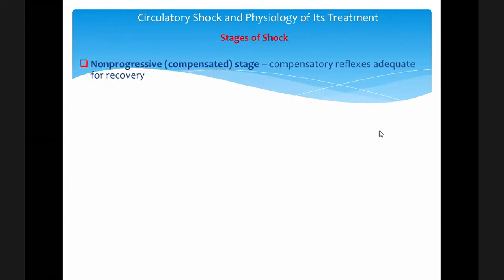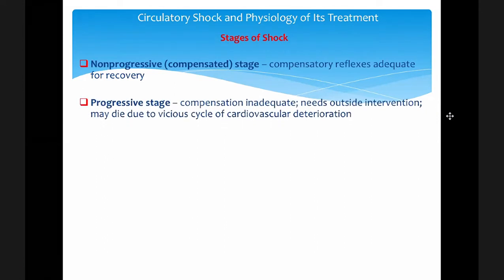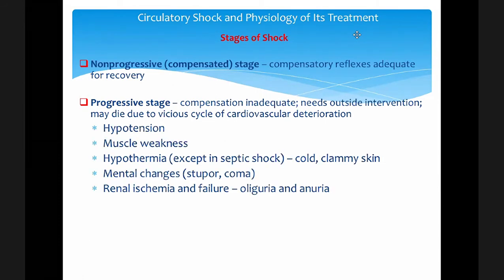Okay. So, there are 3 stages of shock. The first is the compensated shock. Ito yung bumaba yung blood volume or yung blood pressure, but the mechanisms are activated to keep the BP up. Yan yung compensated stage. Then we have progressive stage. Ito naman yung the body tried to compensate, but eventually it was not enough. It was inadequate. That's progressive stage. So it would result to muscle weakness, hypothermia, mental changes, or renal ischemia and failure. Ito na yung nagkakaroon na ng wala ng ihi.